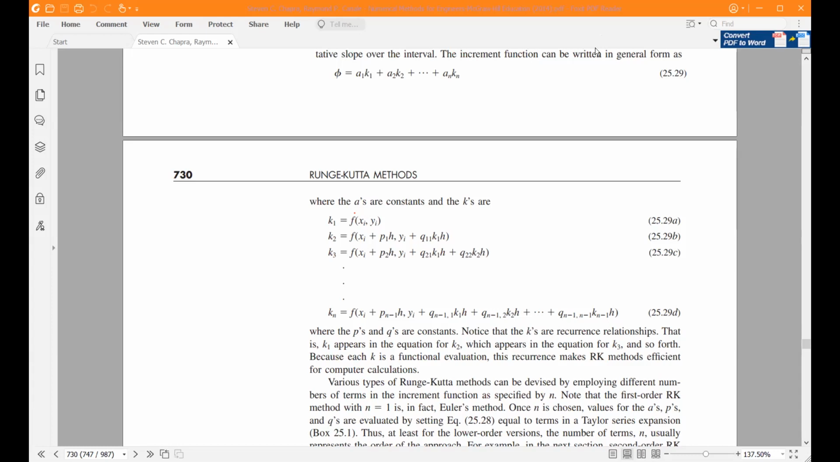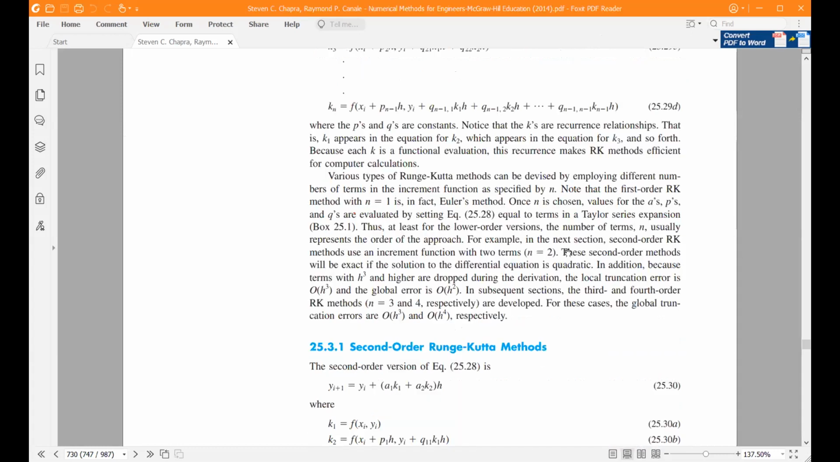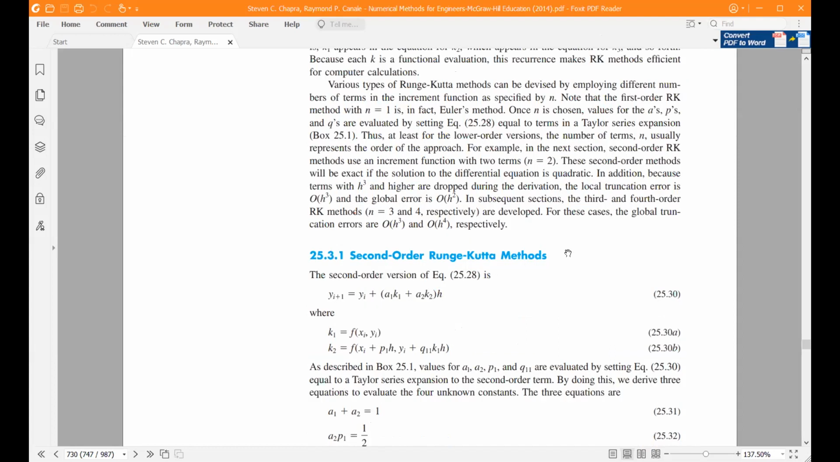But the main question is here, how to find the values of P's and Q's. There exist many ways to find the values of Q. Some are illustrated there with a lesser complex problem, for example, the second order Runge-Kutta method.